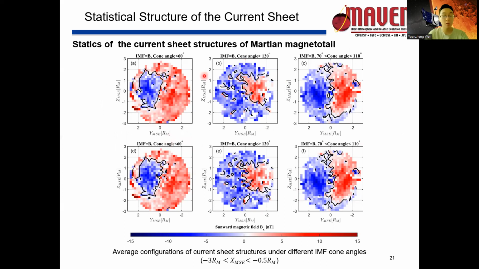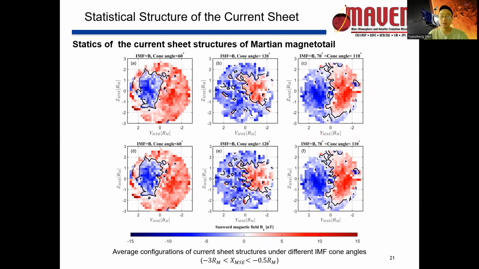When IMF is sunward or tailward, the magnetic field structures will be asymmetric, and the current sheet will be shifted to the negative side, the positive side, and negative side. If the IMF is cross-flow, the magnetic field structures will be symmetric, and the current sheet will lie between the 2 magnetic lobes. And this is consistent with the correlation we have shown before.